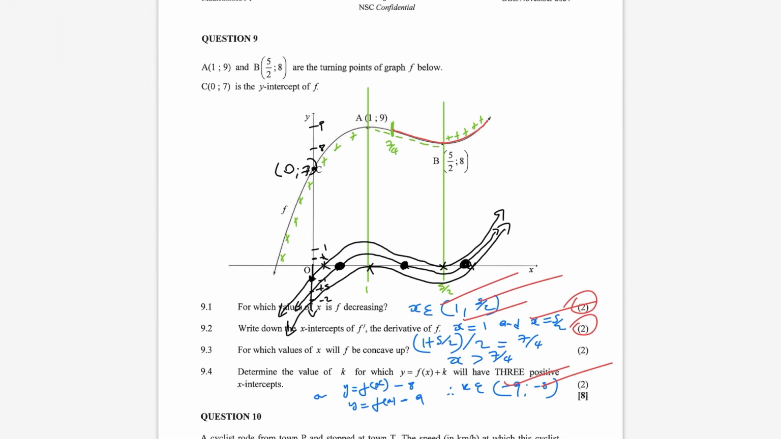But really, just to get a look at what we have here: being able to find values where the function is decreasing, being able to find the x-intercept of a derivative, talk about concavity, and being able to find k in a situation like this. These are very advanced function questions. I'm going to go deep into them, give you some notes, give you everything. So tune in. Let's go.